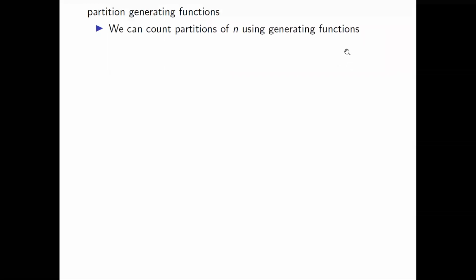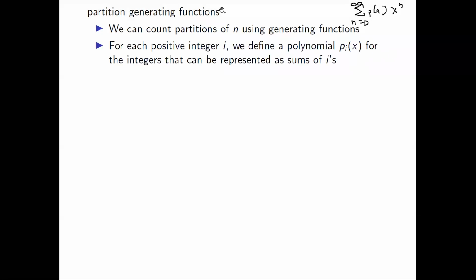So like I said, we're going to count the partitions of n using generating functions. And in order to get the main generating function, the one I wrote at the bottom that I erased, the sum from n equals 0 to infinity of p of n times x to the n, we're going to first define some simpler polynomials, and then we'll represent that one as a product of the simpler ones. The simpler polynomials will be of this form, p_i of x, and that's going to be for each positive integer i.